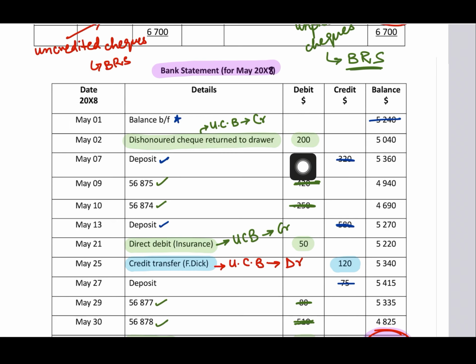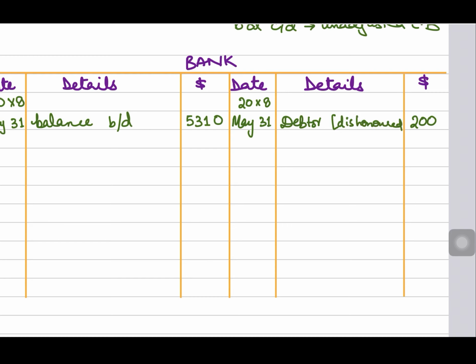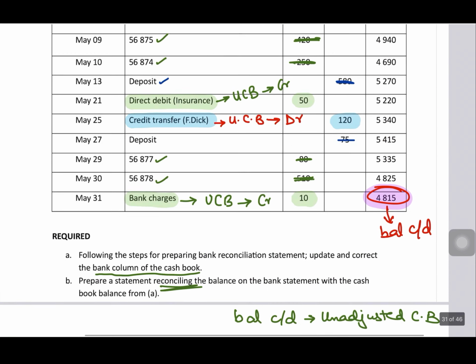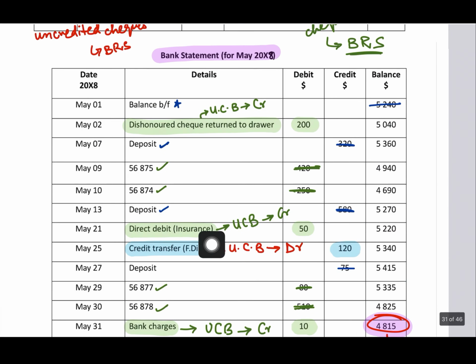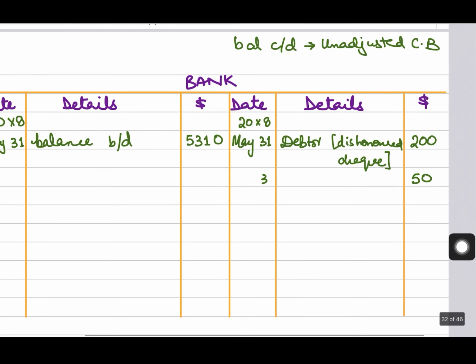This is appearing on the debit side, means it will be adjusted on the credit side to reverse the entry made for the debtor, that is debtor debit, cash book credit. So that is against the debtor, and you can write dishonored check for reference. Then next entry is of direct debit, again an expense payment, 50 on the credit side, that will also be recorded. Same date, insurance, direct debit.